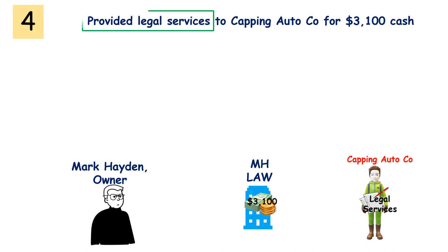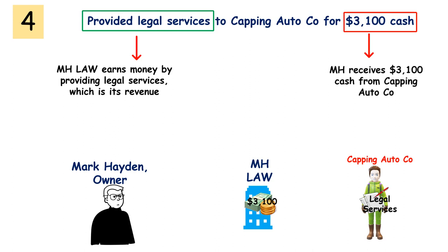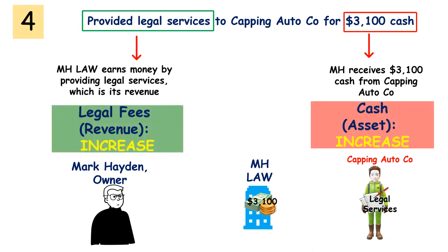Now, keywords for me would be providing legal service, which is what Image Law earns revenue from. So this is revenue. And receiving the cash means it's cash. So we identified that revenue and asset cash is involved. Now we need to look at whether they increased or decreased. When you provide a service, your sales of services increase, and sales of services is credit. Since the business got the cash, the asset increase will be debited.